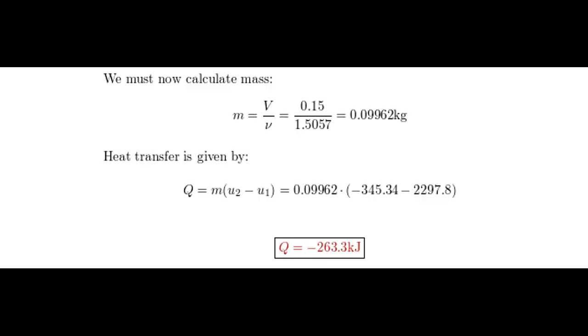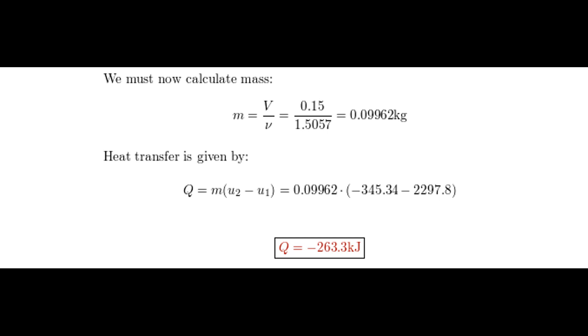Now that we are near to our final answer, we must calculate the mass. We get the formula m is equal to volume over initial specific volume, and is equal to 0.15 divided by 1.5057, and is equal to 0.09962 kilograms. Now that we have the mass, let's now calculate the heat transfer.